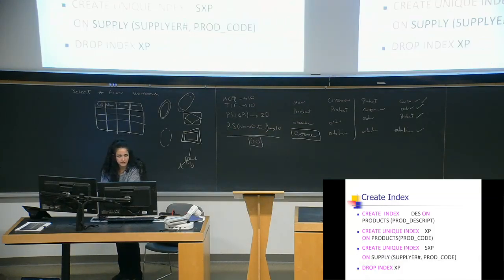So CREATE INDEX, for example, this one on product description, and CREATE UNIQUE INDEX, this is another one. And then this is how you drop an index.